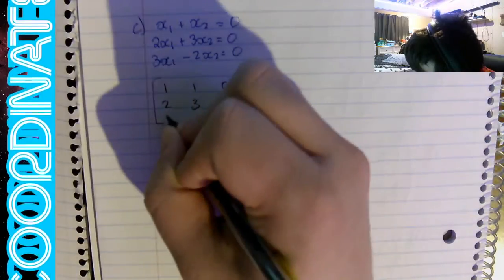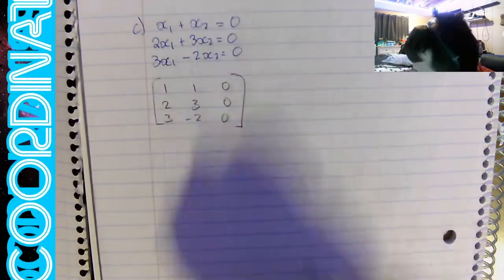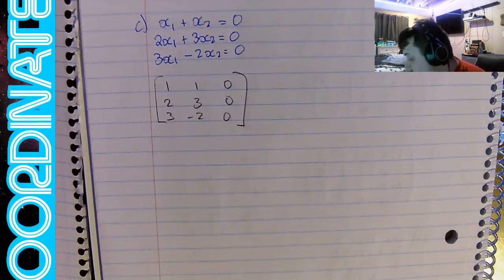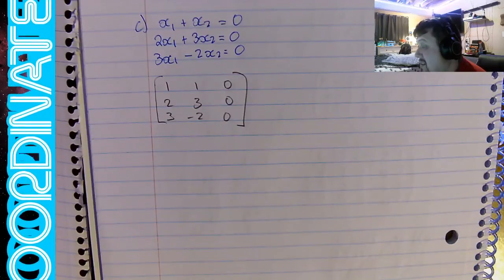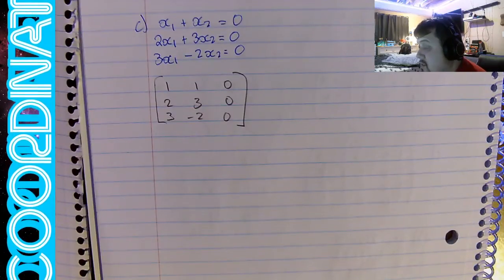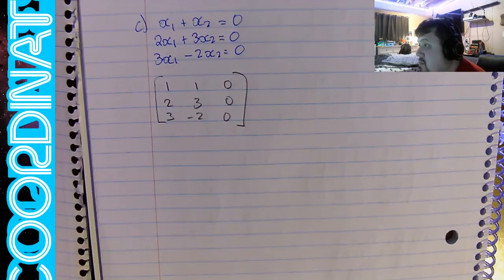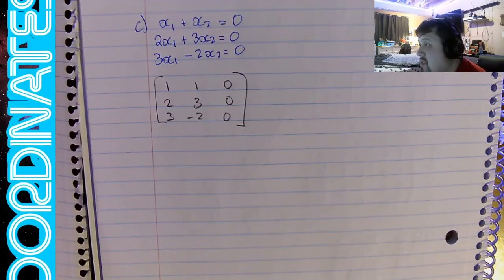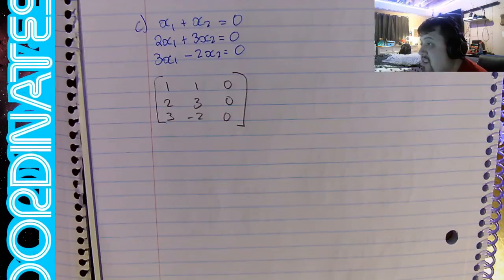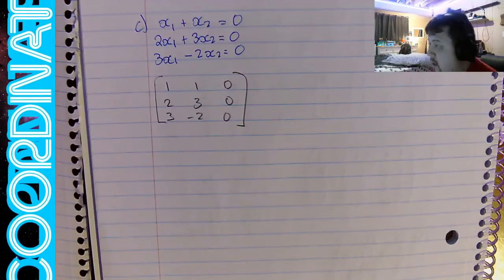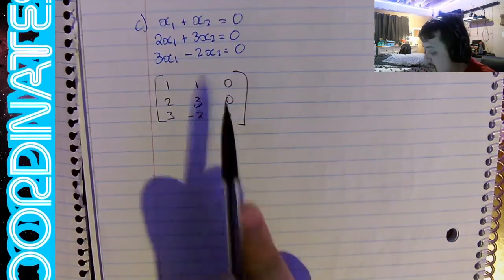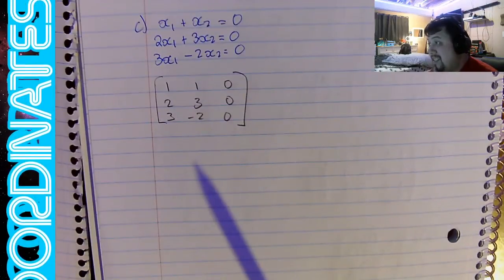1, 1, 0. 2, 3, 0. 3, negative 2, 0. I know what you're thinking, there's a bunch of zeros at the end. Chances are you're going to get 0 as all the answers. Well, yeah, that's pretty much what's going to happen. You're going to have x1 equaling 0 and x2 equaling 0, and the only way to have 0 is if it all equals 0. But just to make sure, we're going to go through the math, because there's nothing you can multiply. So the only solution is 0. But again, let's go through this.